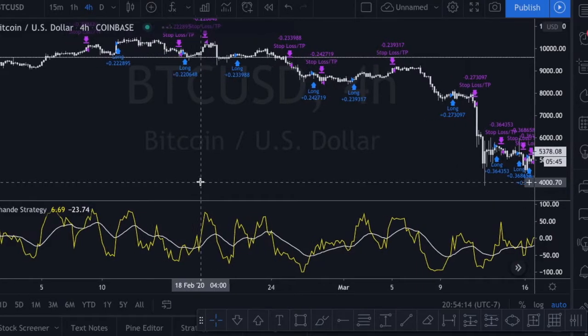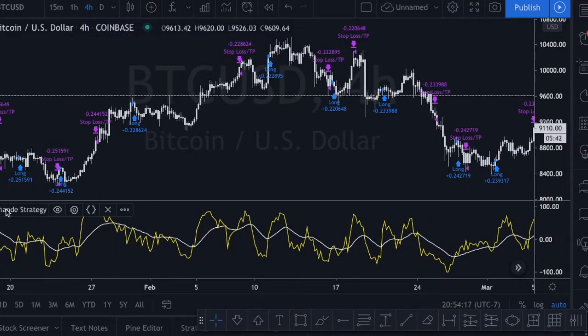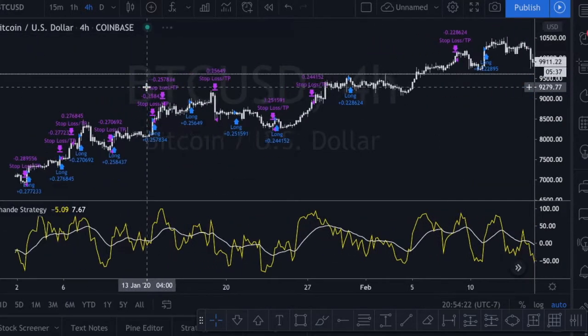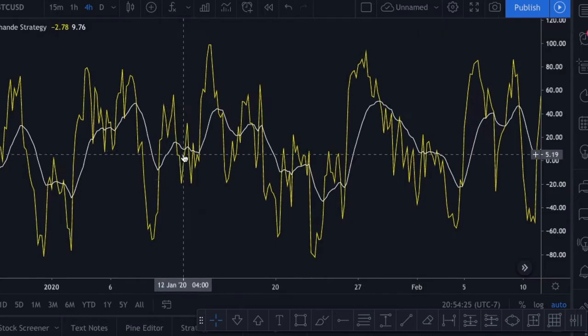My name's Osiris and today I'm going to be giving you the best settings to use when trading the Chande Oscillator and you're trading the 4-hour Bitcoin chart. So let's take a look at what the Chande Oscillator looks like really quick, and here it is.